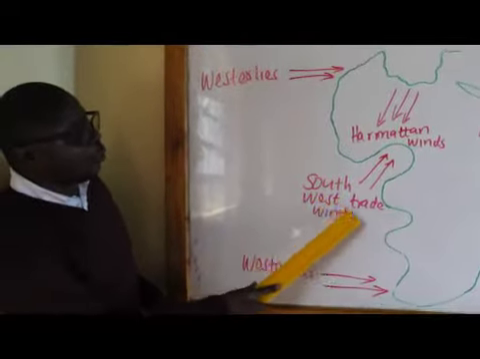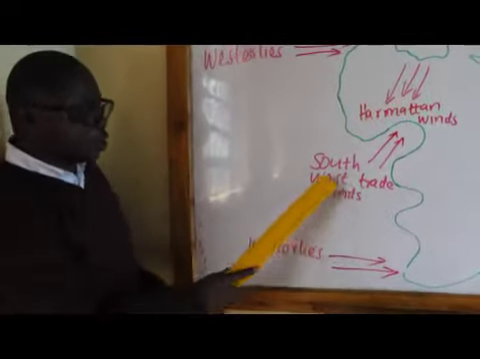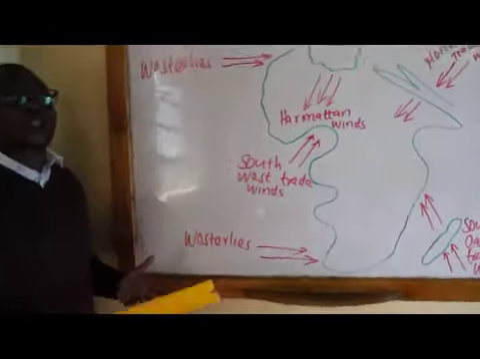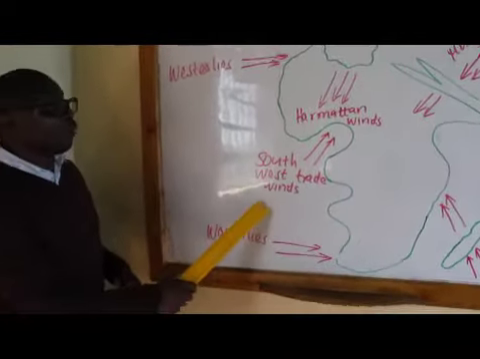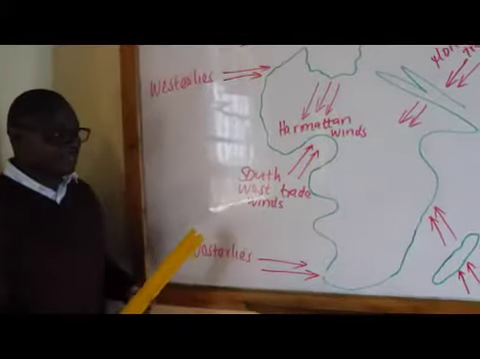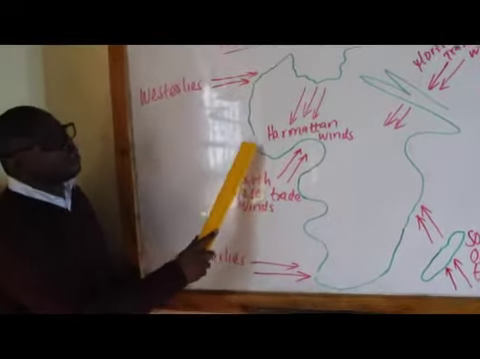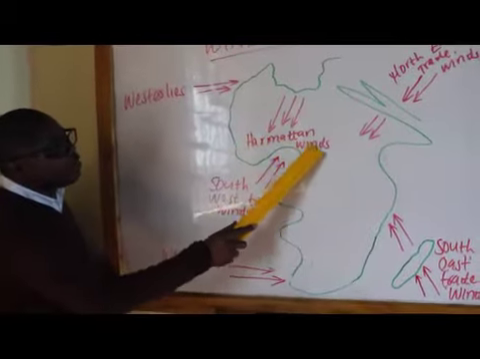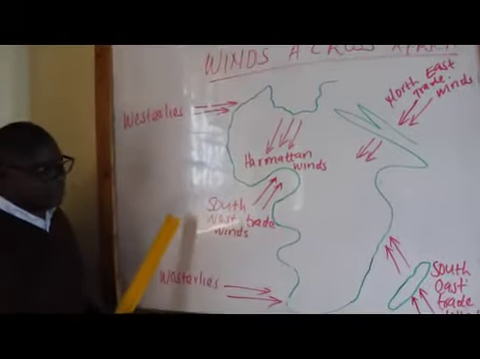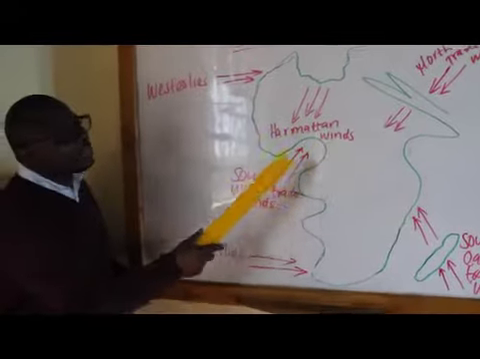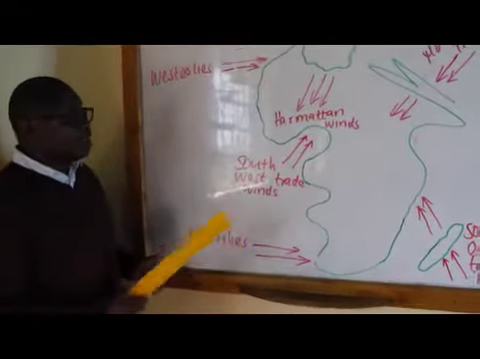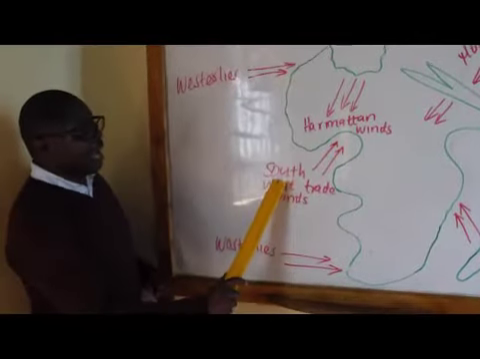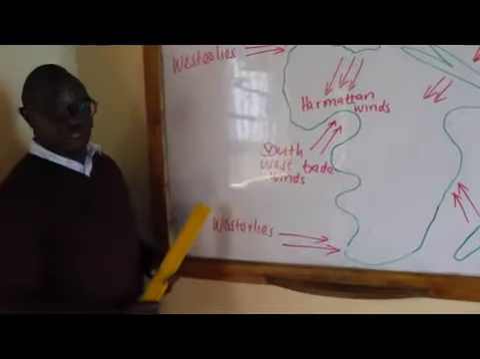We have southwest trade winds. This is also an example of onshore winds. And as I have said, onshore winds are winds that blow from a water body to a landmass. Now, southwest trade winds bring a lot of rainfall to the equatorial region, the equatorial climate. And you see, in the equatorial climate, rainfall is throughout the year. So this rainfall in the equatorial climate is caused by southwest trade winds.